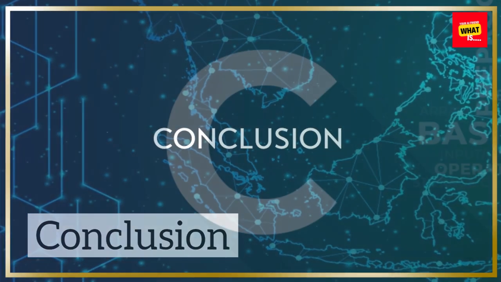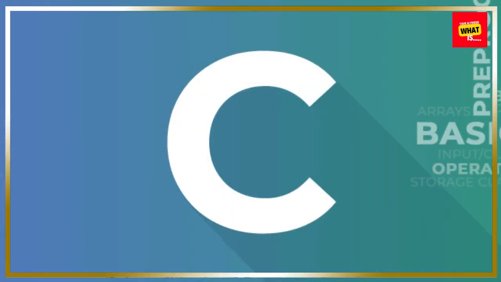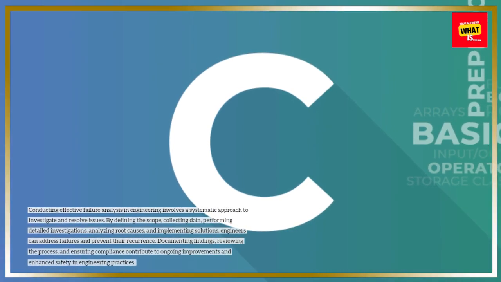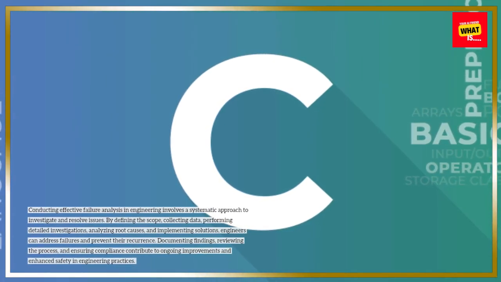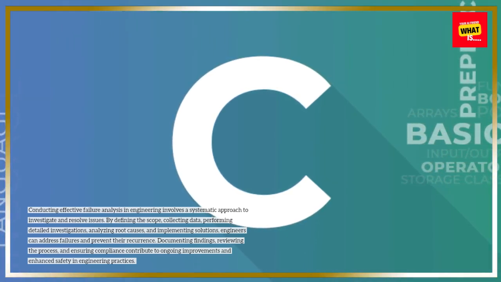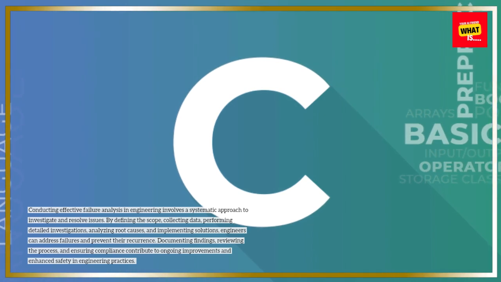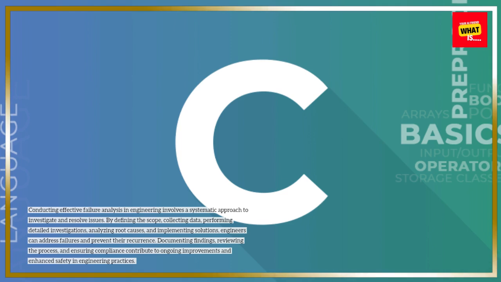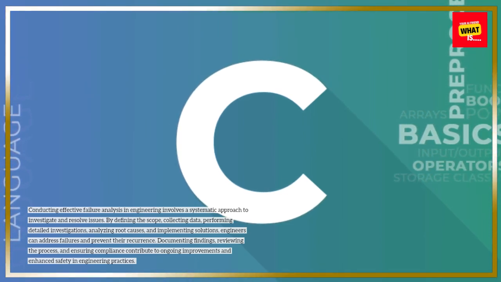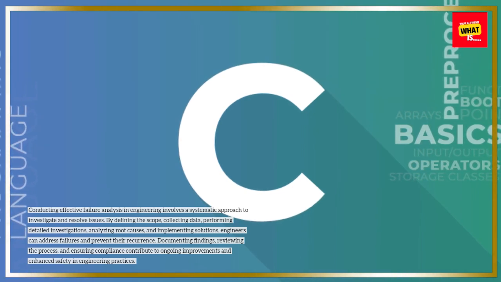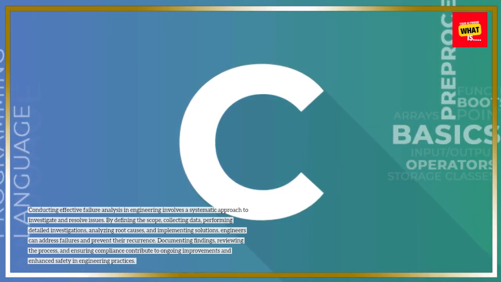Conclusion. Conducting effective failure analysis in engineering involves a systematic approach to investigate and resolve issues. By defining the scope, collecting data, performing detailed investigations, analyzing root causes, and implementing solutions, engineers can address failures and prevent their recurrence. Documenting findings, reviewing the process, and ensuring compliance contribute to ongoing improvements and enhanced safety in engineering practices.